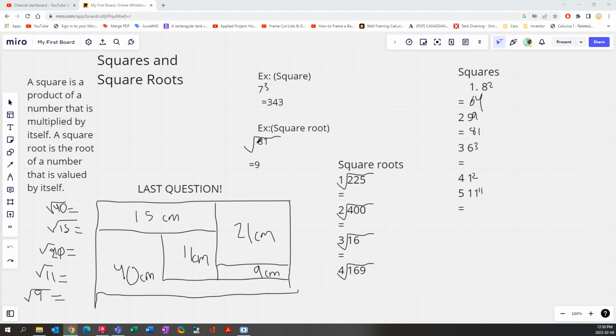So, for an example of a square, this shows 7 to the power of 3, and how we write it in an equation would be 7 times 7 times 7, and that would give us 343.